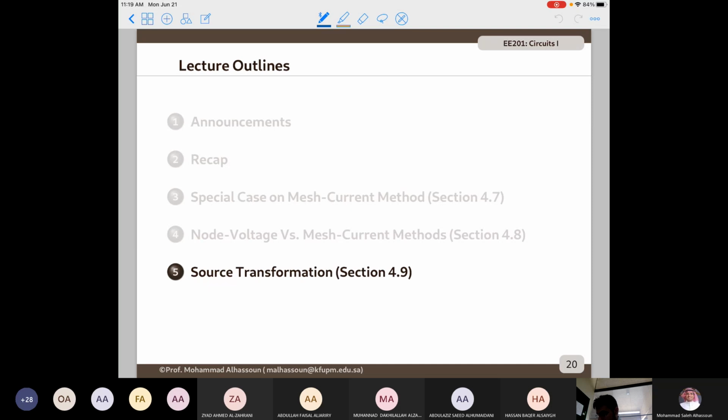So just let me write this one. Previous methods: we simplify the calculations. Following this, the method that we're going to use is actually simplifying the circuit itself.